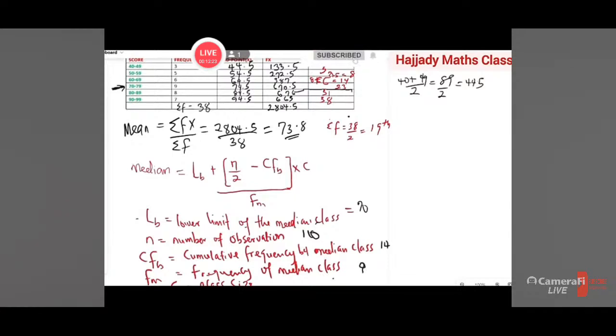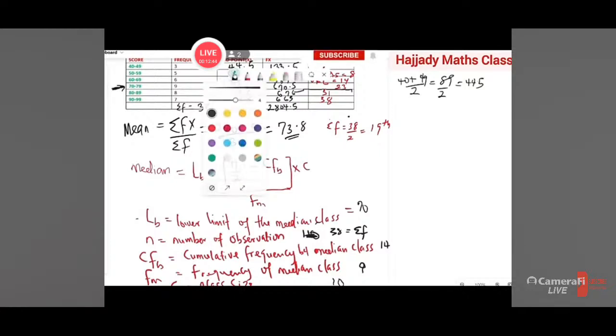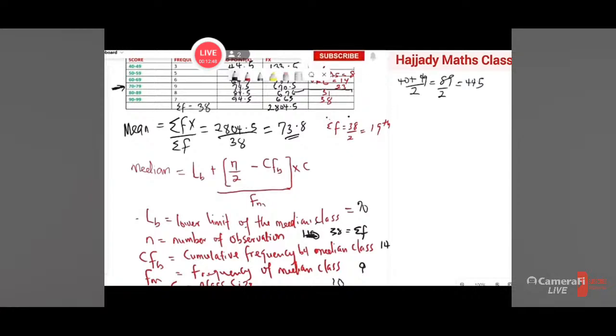While our class size is 10. Oh, sorry, our number of observation can't be 10. That is a mistake from my part. It's 38. Our number of observation is the same thing as summation F. Now we are going to make use of these values in computing our median.